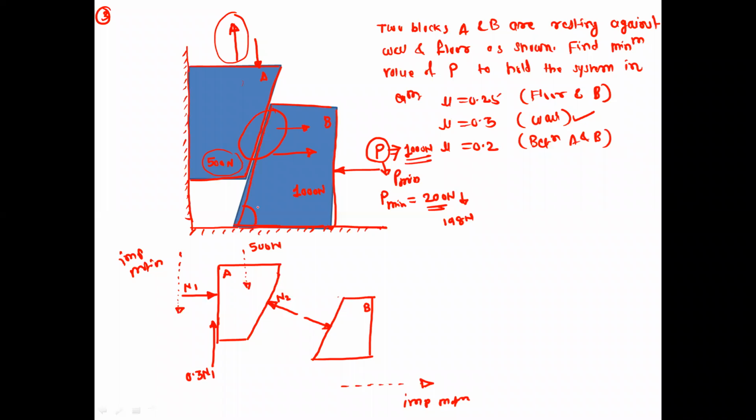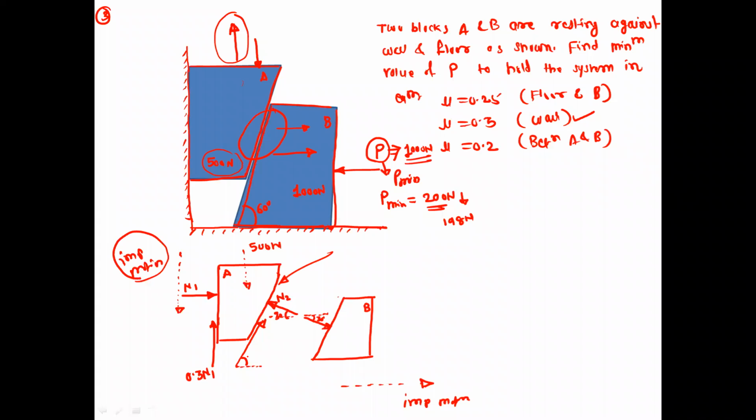This angle is 60 degrees, given. Therefore, the angle of this reaction N2 with respect to the x-axis is 30 degrees, and similarly for this reaction also it is 30 degrees. Now we have to decide the direction of the friction force at this contact surface acting on the block A. For this contact surface, the friction force will be in the upward direction, because its impending motion is in the downward direction. So both these frictional forces will be in the upward direction.